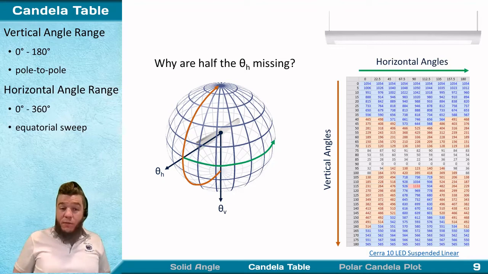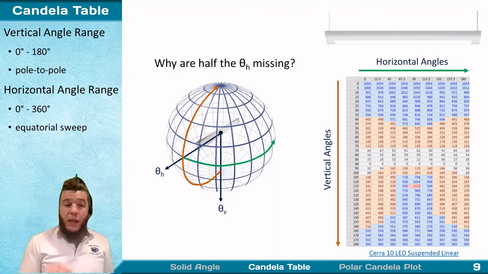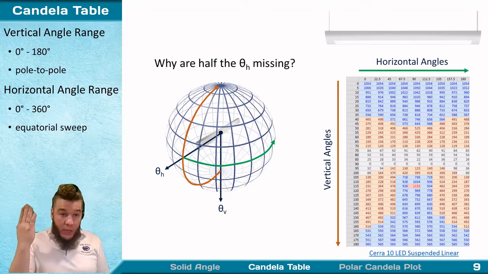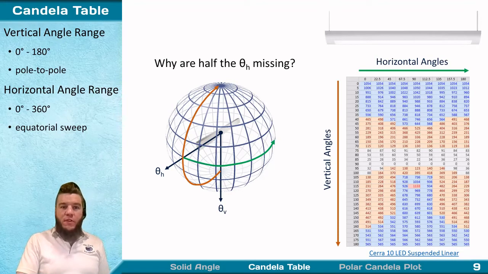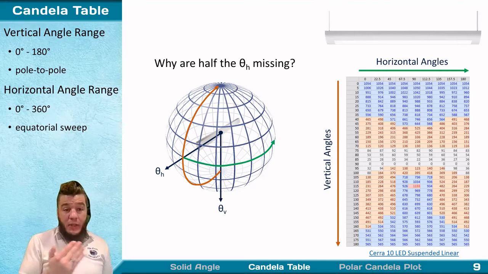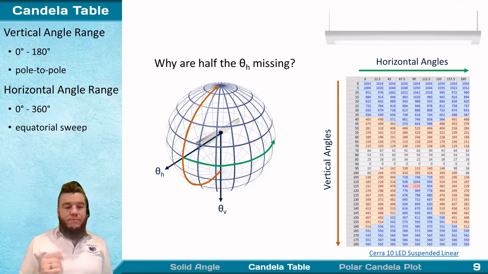Now, here's a fun question. In this Candela table, we only have horizontal angles from 0 to 180. But I just told you they go from 0 to 360 to do a full equatorial sweep. So what's going on with this Candela table, and why is it not providing us values for the entire other half of the globe?